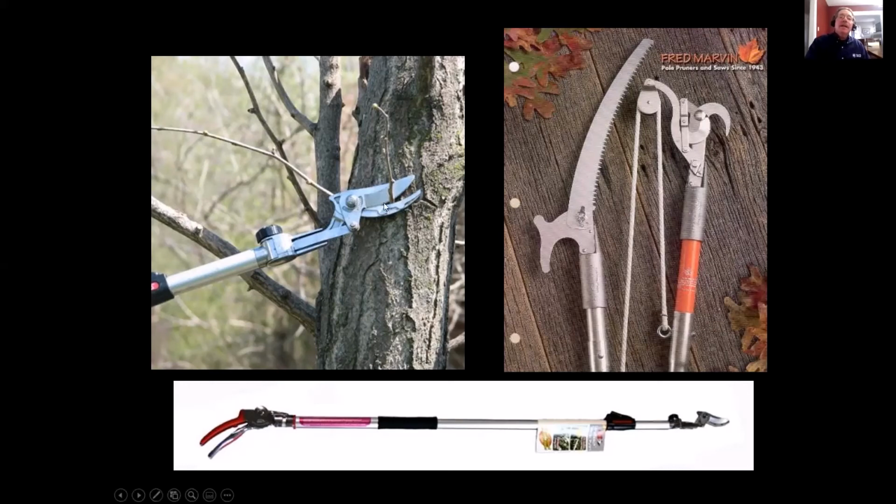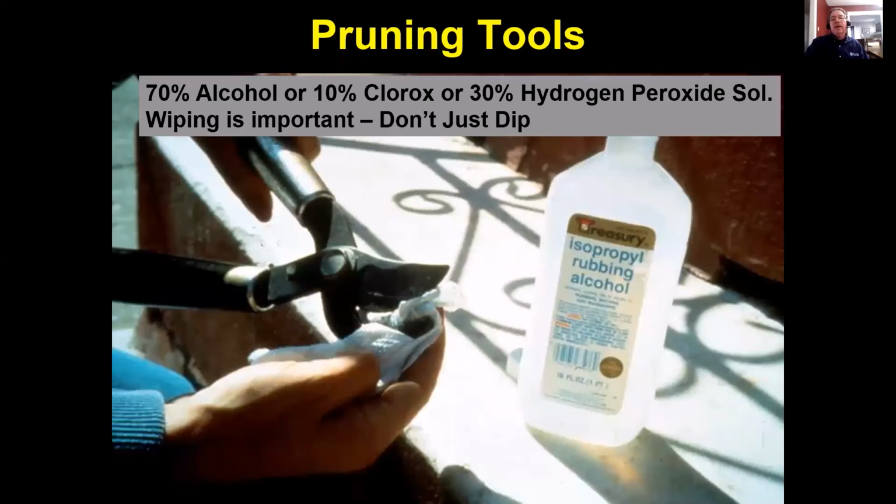This is not a very new gadget, probably about 10, 15 years. It takes the hand pruners and puts them on an extendable pole. The drawback is you can only cut small branches, right? So you're not going to cut anything big with it. But on young tree training, not a bad tool to have around. So these are all tools that I use on young trees.